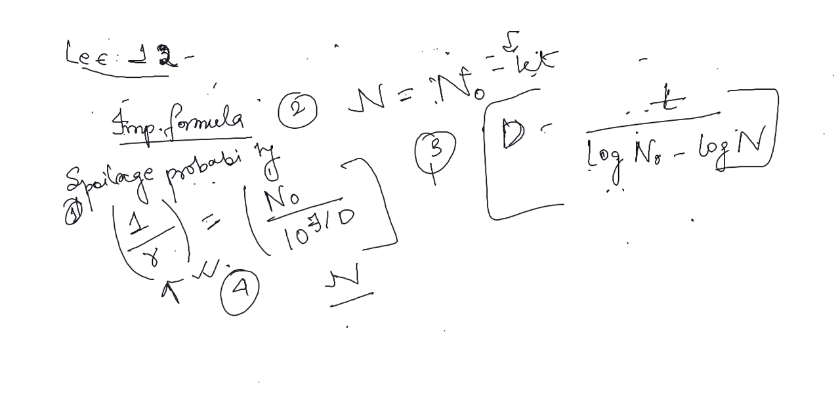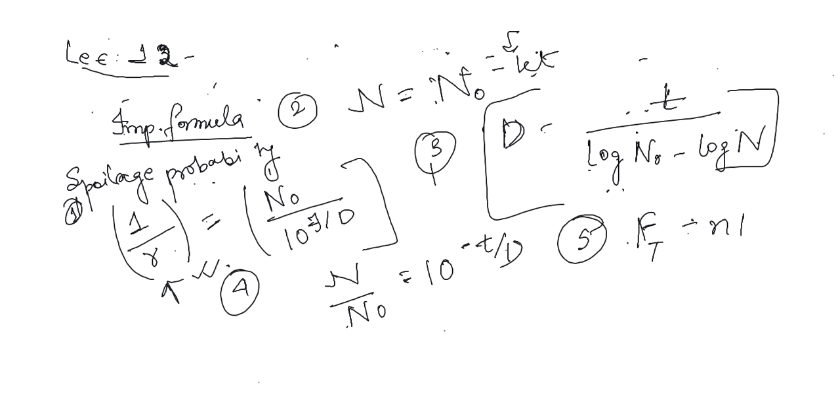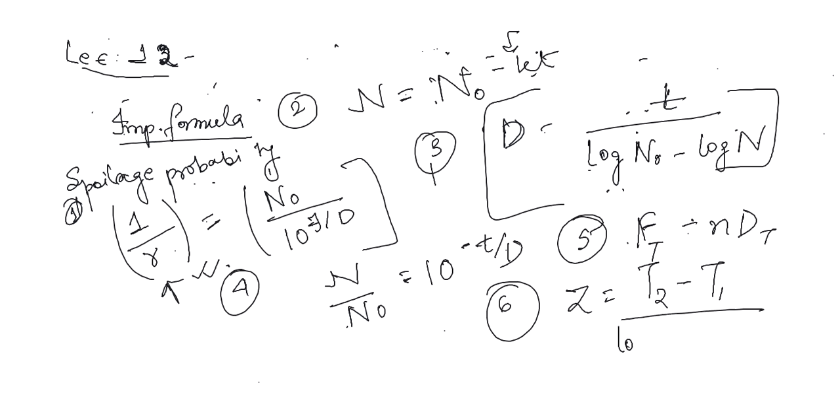The fourth one is N by N0 is equal to 10 to the power minus T by D. Then the fifth one is F equal to the integral of N dt. Then the sixth formula is the Z value, which is equal to T2 minus T1 divided by log of D1 minus log of D2.